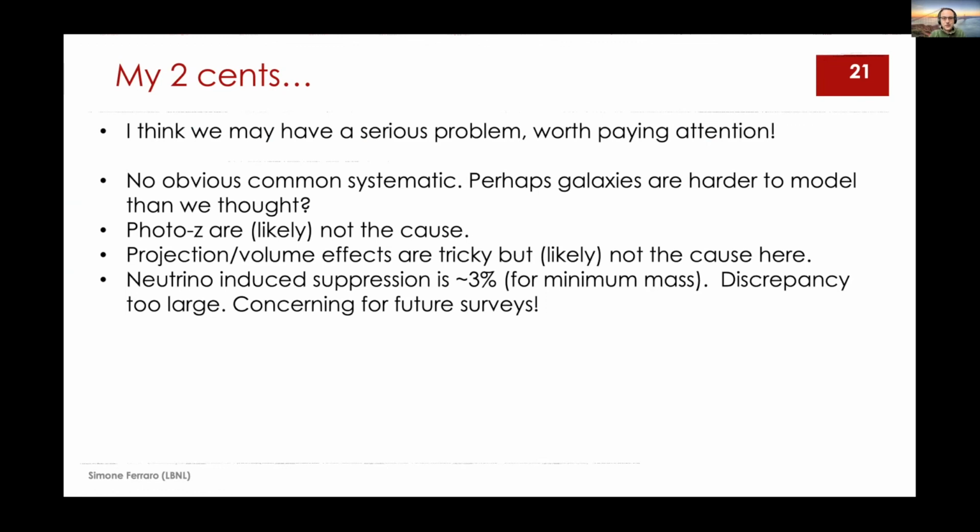Remember that the neutrino-induced suppression for minimal mass is about 3%. Here we are talking about discrepancies of the order of 10 to 15%. So it's too large to be explained by neutrinos alone, and those suppressions are on top of minimal mass neutrinos that are already included in the analysis. In fact, if you fit with neutrinos, you don't get a good fit, because the large neutrino mass you would need to explain a 15% discrepancy will mess up everything else, including the BAO. So neutrinos alone are likely not the cause. Again, a statistical fluctuation is very unlikely.